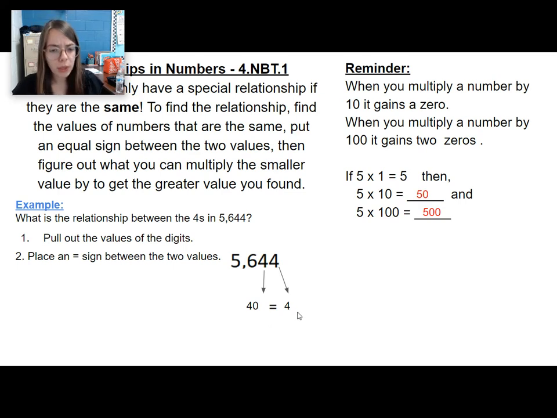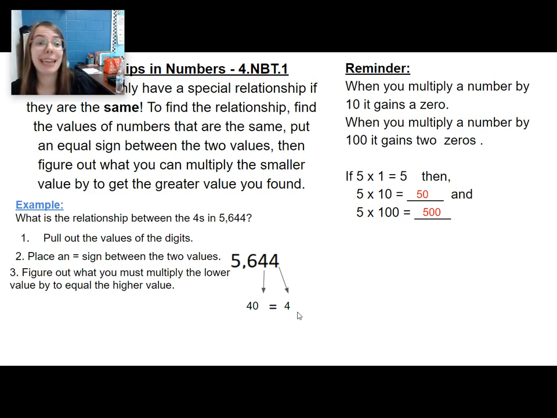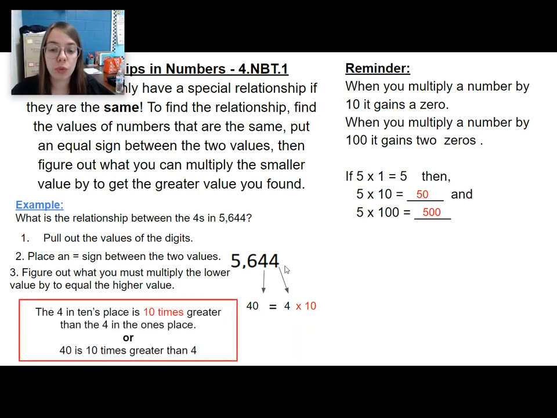Well, what would we multiply 4 by to get up to 40? That base number didn't change, it just gained a 0. So I know to gain a 0, we're just going to multiply by 10. Okay, so the relationship between the two 4s, the relationship between the 4 in the tens place and the 4 in the ones place is that the 4 in the tens place is 10 times greater than the 4 in the ones place. Or you could say the value 40 is 10 times greater than 4.